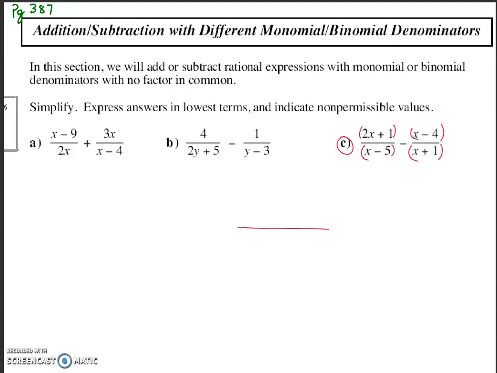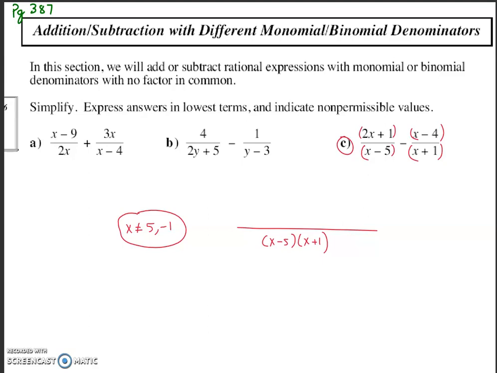So my LCD is basically just a multiplication of both of them. It's like having 5 and 3. If there's nothing in common between them, you just multiply 5 and 3 together. So we're doing the same thing here. However, for non-permissible values, we know that x cannot just equal 5 and -1. So those are restrictions right here. Now, we've taken those away.